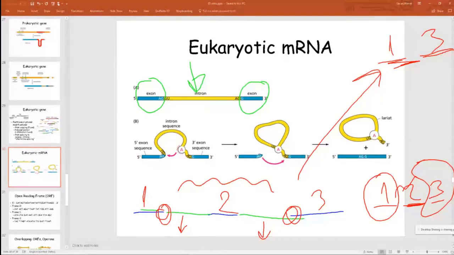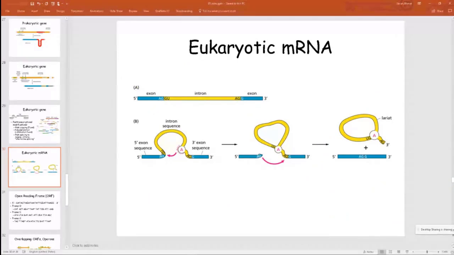So we have one gene, but now because of this shuffling, many different ways of removing the intronic regions, we end up with different possibilities. Make sense? Okay.